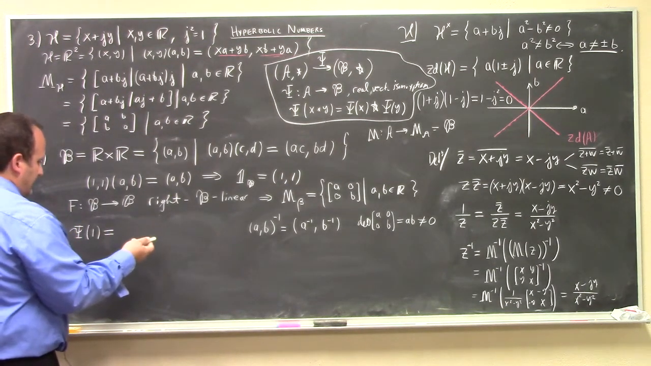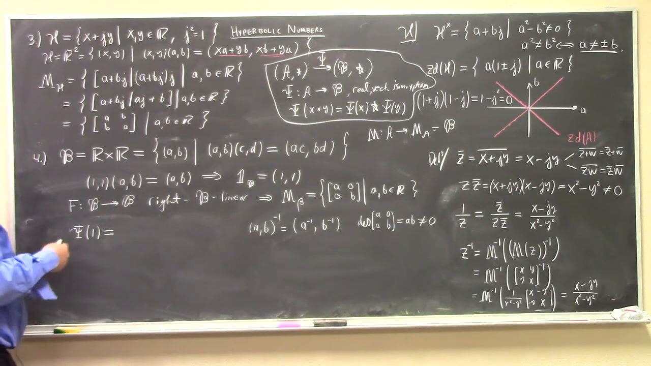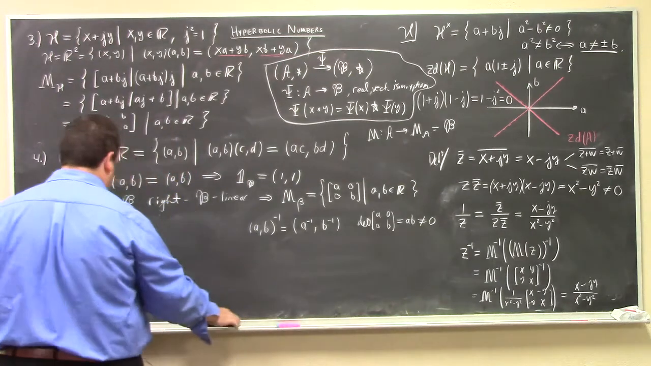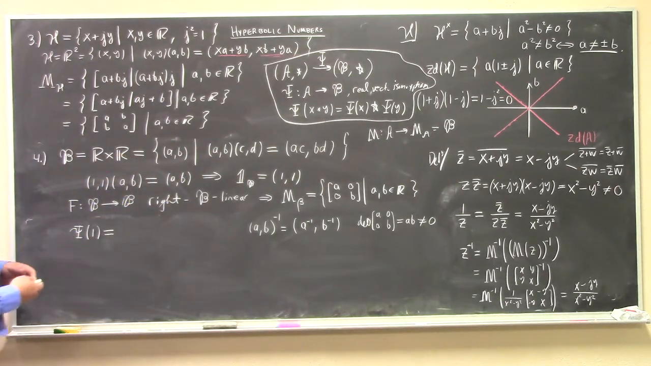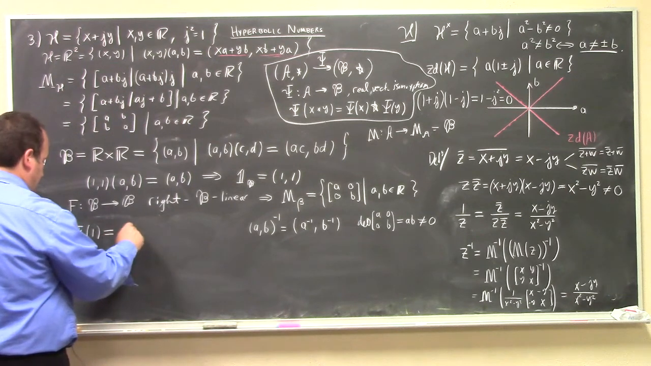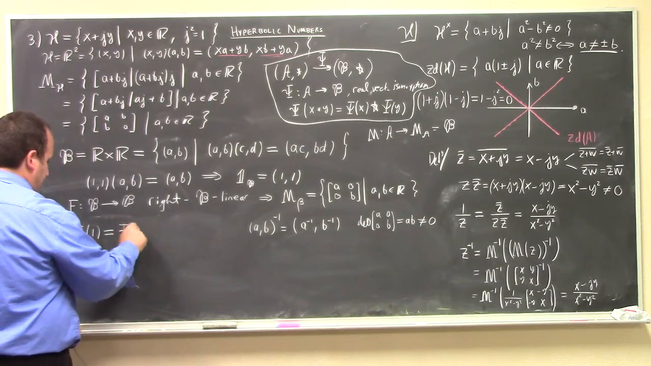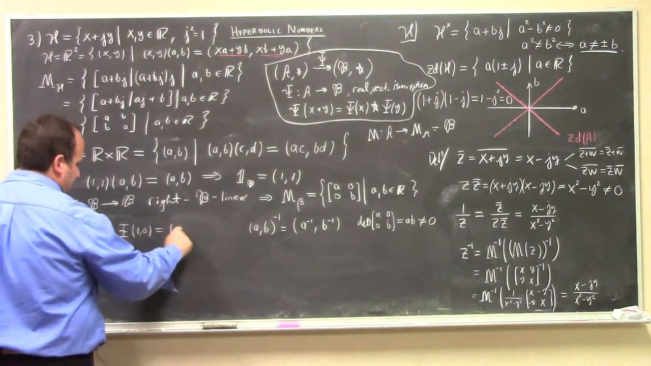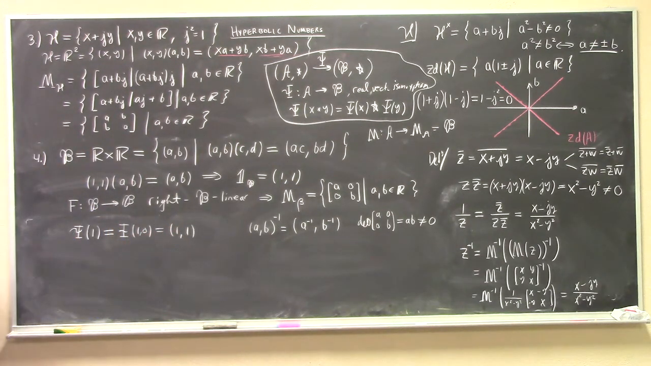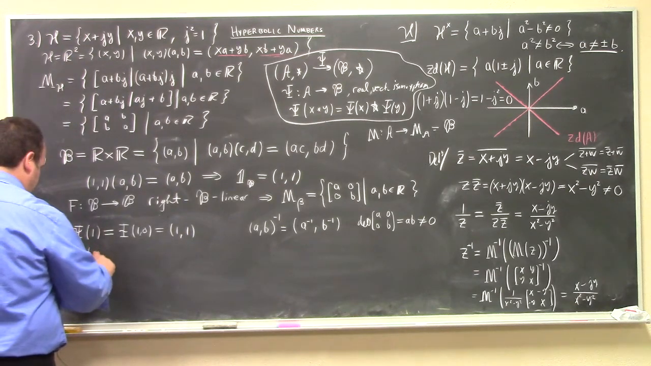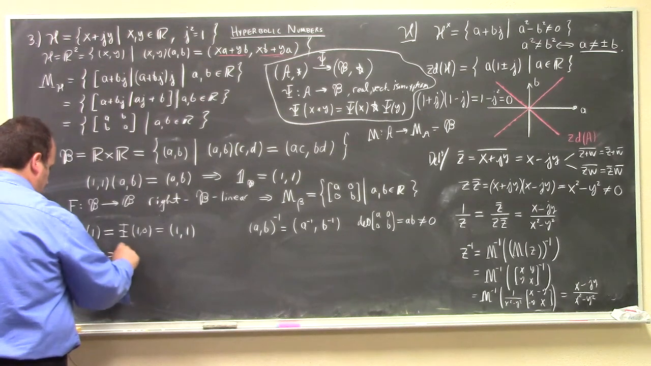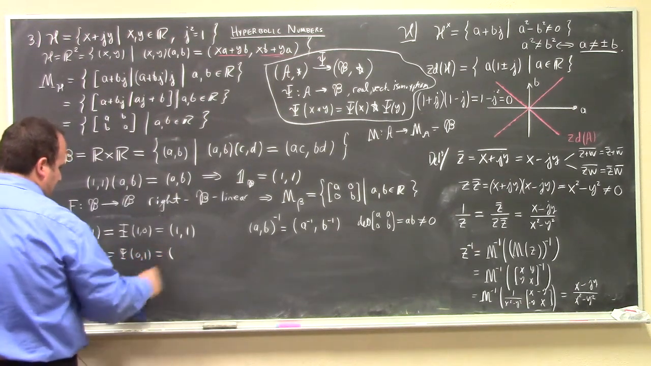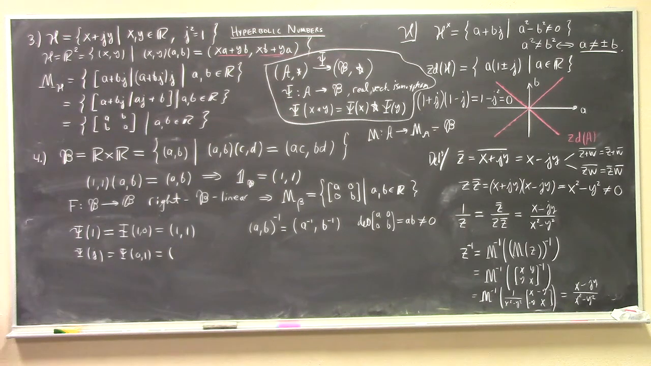Well, the identity, I'm mapping from H to B. The identity in H is 1, right? So psi of 1 is of course, well, that is also, by the way, psi of 1, 0, right? But that's got to be equal to 1, 1. And then psi of j, which is of 0, 1, has to be equal to some element in the direct product algebra that behaves like j.